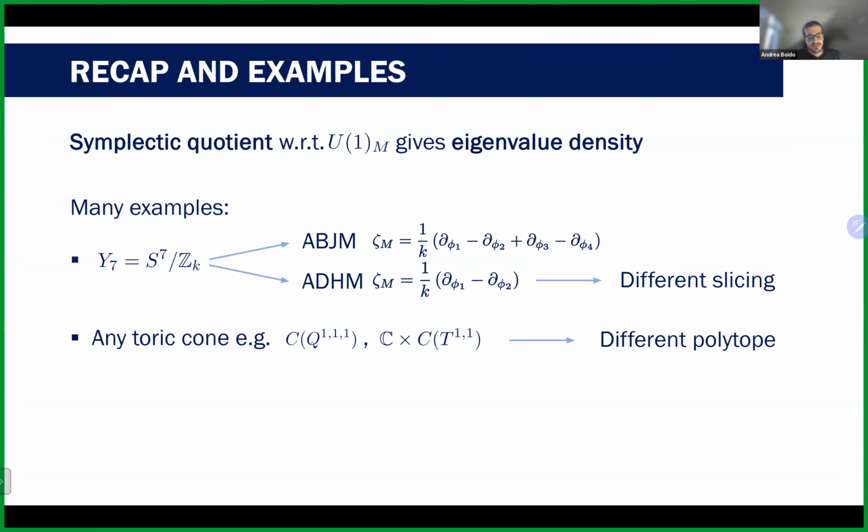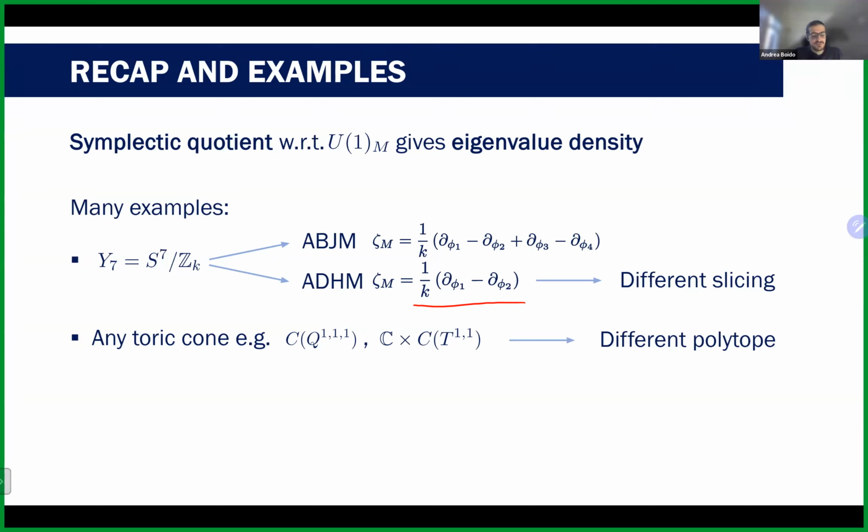Now for Y7 equal to S7 mod Z_k, which is the case for ABJM, you can also choose a different M-theory circle, which is this one, which will give you the ABJM quiver instead, rather than ABJM1. And this corresponds to slicing the polytope in a different way. The polytope is still the same tetrahedron you had before, but you are slicing it differently. I have a picture later if you want, but otherwise it's fine.